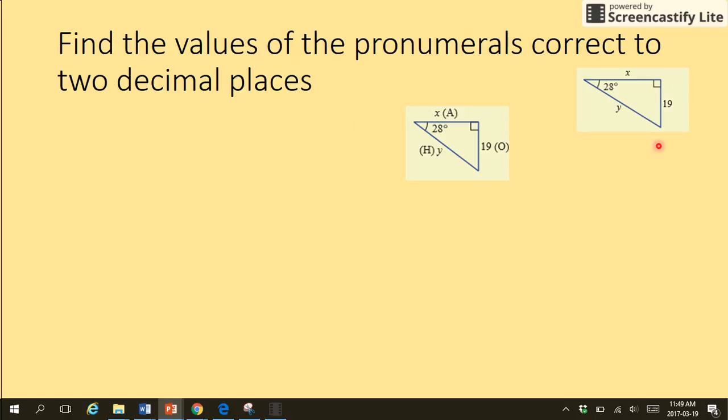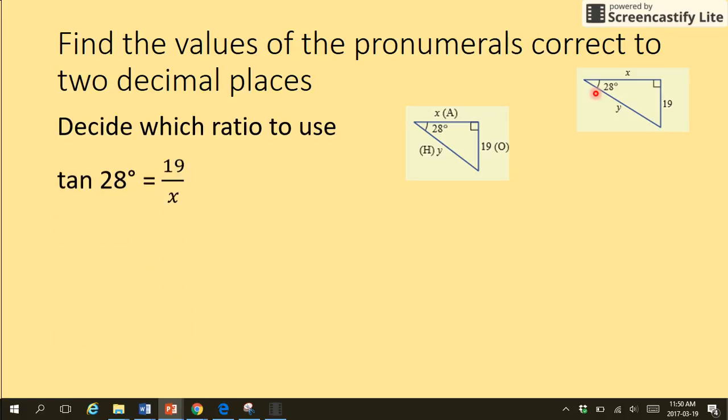So here you've got find the values of the pronumerals correct to 2 decimal places. Here they want to find x and we've got x and y, and we know one side is 19 and we know one side is 28. Okay, so which ratio are we going to use? We're going to use tan to be able to get x. Okay, because we know what this is, the adjacent, and we know what this is, which is our opposite. We don't need to know what our hypotenuse is.